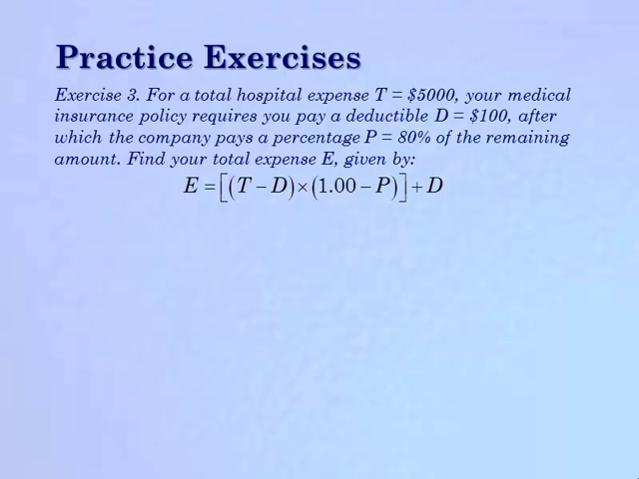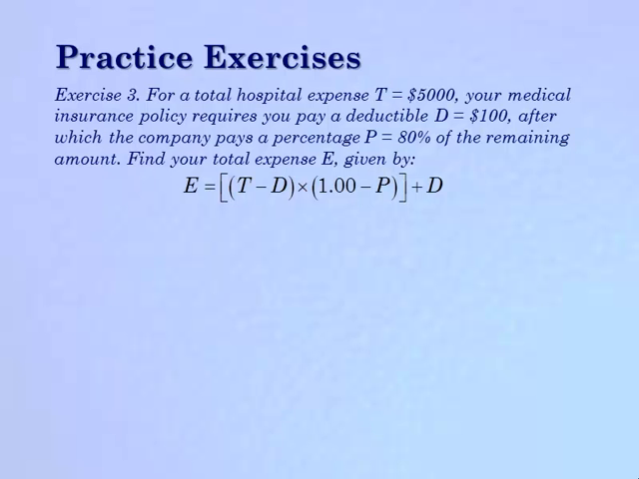Now, for the total hospital expense in exercise 3, you have an expression that has E is equal to the total hospital expense minus D, the deductible, times 1.0 minus P, the percentage that is remaining that the company pays, plus the deductible.